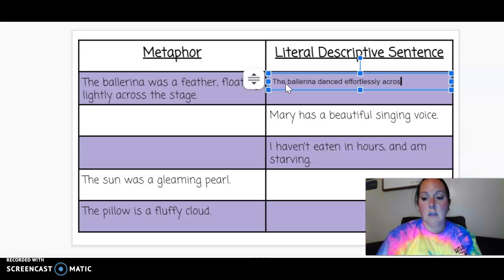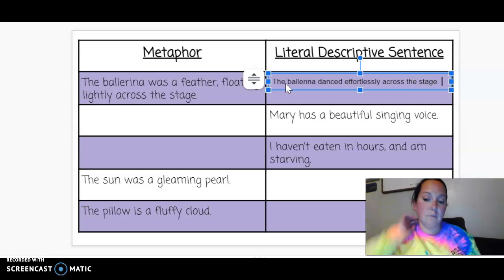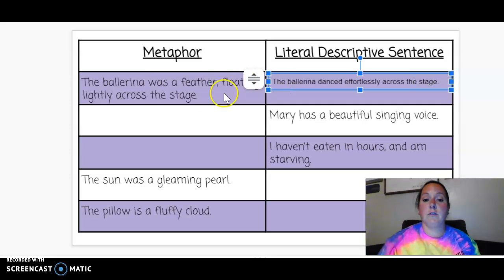effortlessly across the stage. You're going to look at the literal descriptive sentence and create a metaphor, or look at the metaphor and create a literal descriptive sentence for the rest of these examples. Submit on Schoology when finished.